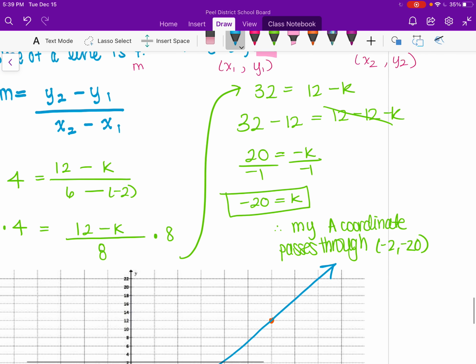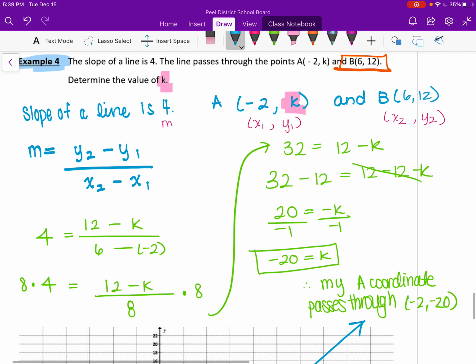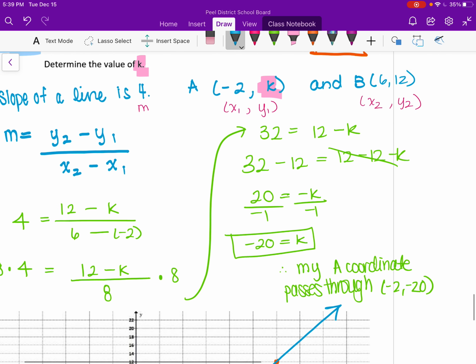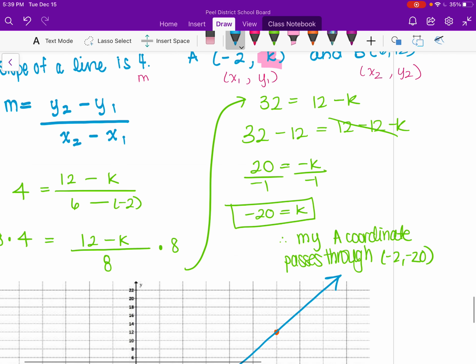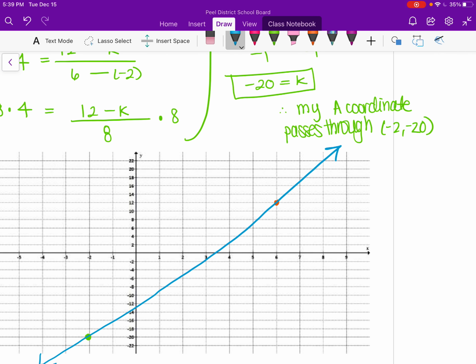Another way you could have done this is literally, you could have just counted. You could have gone, okay, I know that the slope of my line is 4. So I can start off at 6 and 12, and I can just go down 1, 2, 3, 4, over 1, down, over 1. It's a lot more work this way, so I recommend doing it the other way, but you could have figured it out that way as well.